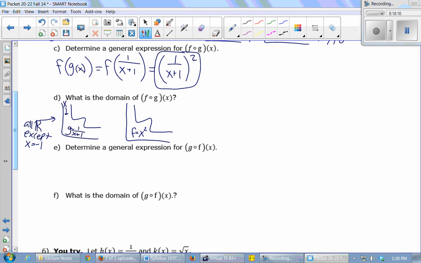And then do I have any restrictions on f? Anything that I can't put in the f machine? No. Whatever comes out of G, I can put it into f because f is the machine that squares things, and you can square anything, right? You can't divide by anything, because you can't divide by 0, but you can square anything. So there's no restrictions on machine number 2. My only restriction is on machine number 1. So my domain is -∞ to -1, union -1 to infinity. Just all reals except for -1.